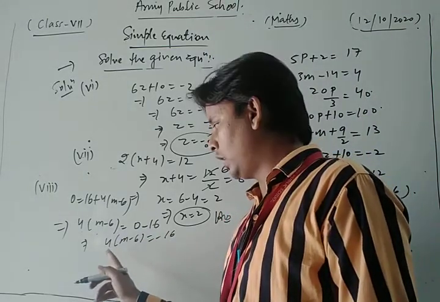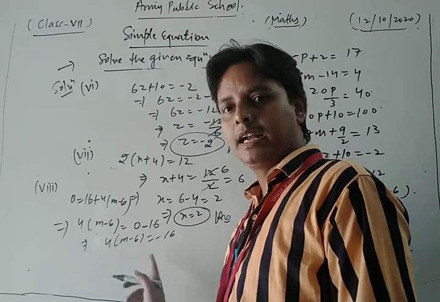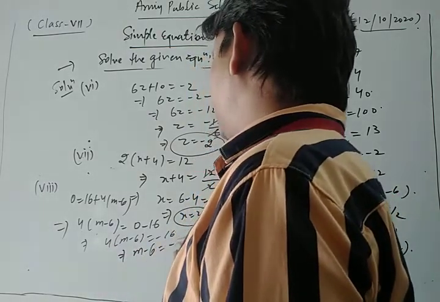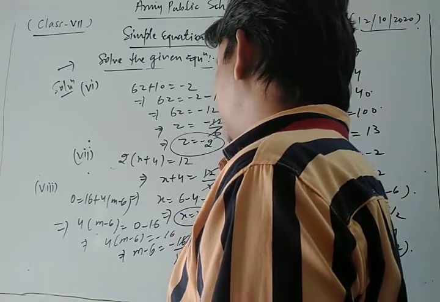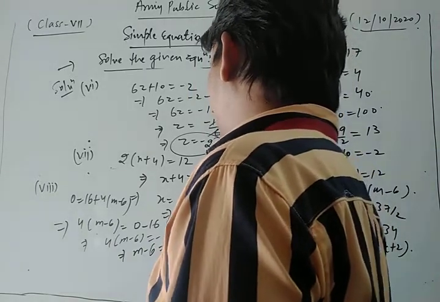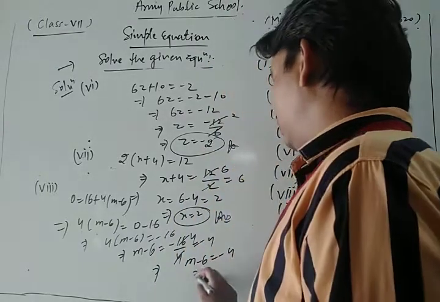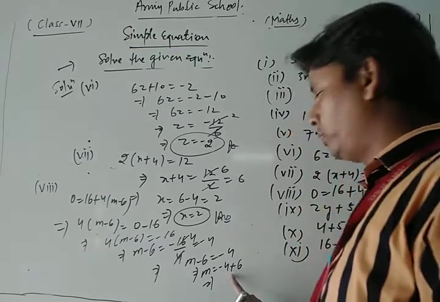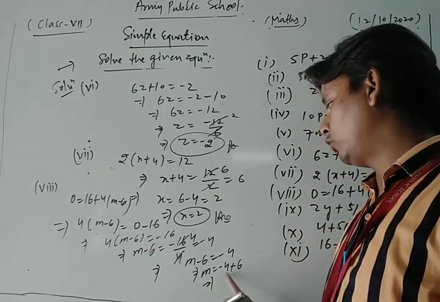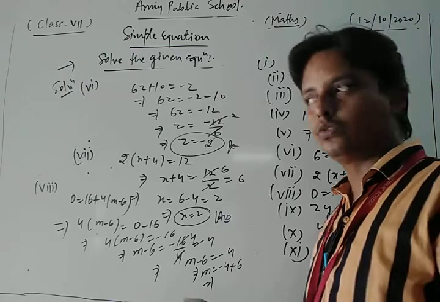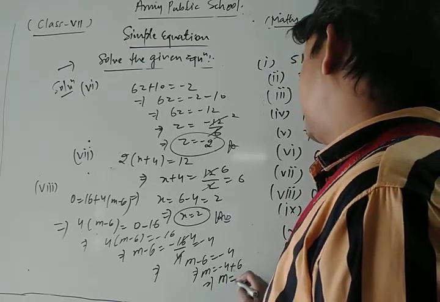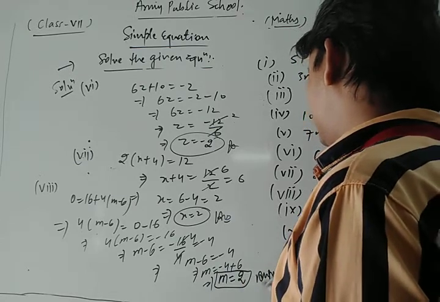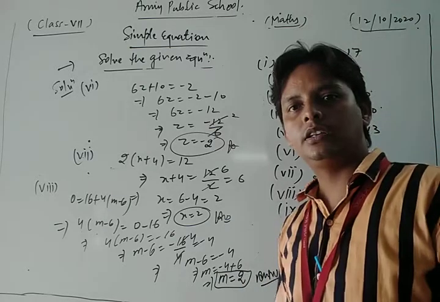Now, look, now we transfer 4 to that side. 4 is in multiply, so we get m minus 6 is equal to minus 16 upon 4. 4 fours are 16, that is minus 4. Thus the value of m minus 6 is equal to minus 4. Thus value of m is equal to minus 4 plus 6. Therefore minus 4 plus 6 means what? Plus 2. 6 minus 4, that is plus 2. So value of m is equal to 2. This is our required solution of the given equation.